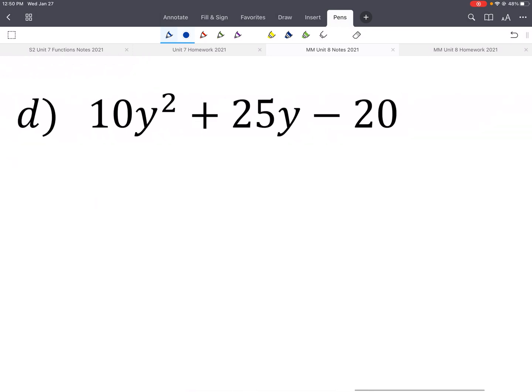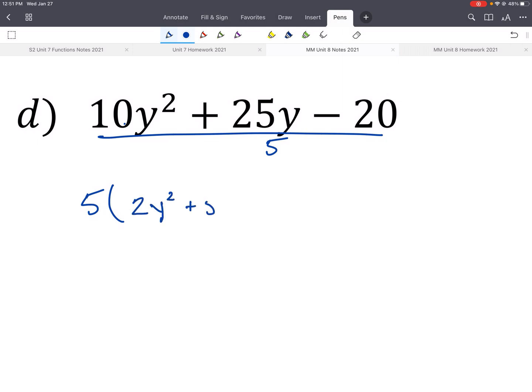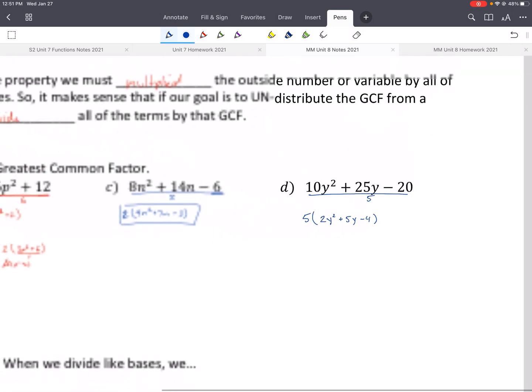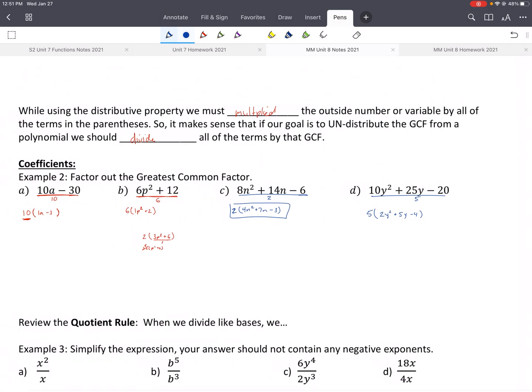And then for D, again, we look at the greatest common factor. Maybe the smallest, we can look at 10. Does 10 go into 25? Nope. What about 5? Does 5 go into all of those? Yep. So we could divide all of them by 5. 10 divided by 5 is 2. 25 divided by 5 is 5. And negative 20 divided by 5 is negative 4. Okay, so that is factoring out the greatest common factor for the coefficients, for numbers.